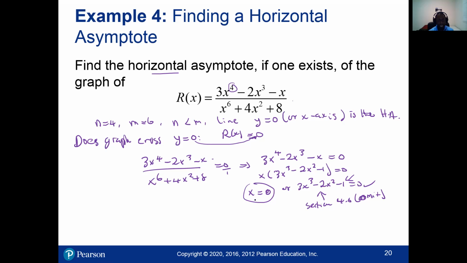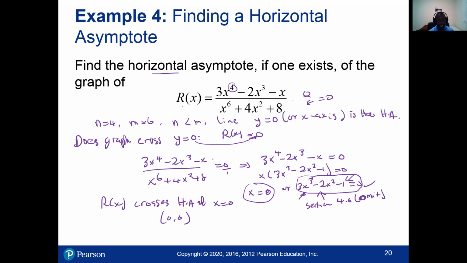But what you should know is that at least x equal to 0 is where the graph of r of x will cross the horizontal asymptote. So when x is equal to 0, what is y? You plug it back into the original and you get 0 over 8, which is 0. So at the origin, it crosses at one place. There are other places we could get by solving that equation. We're going to leave it like this.